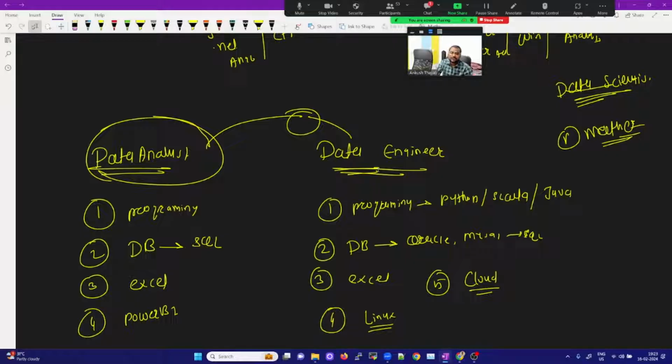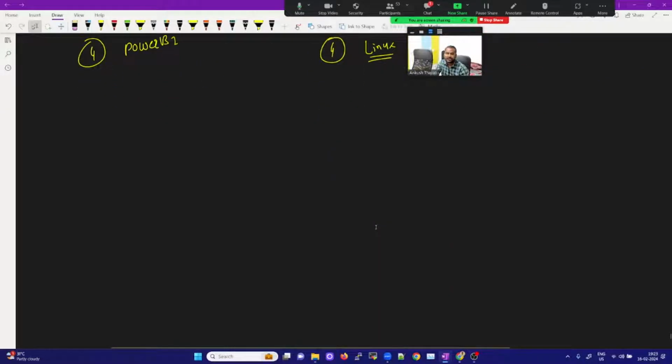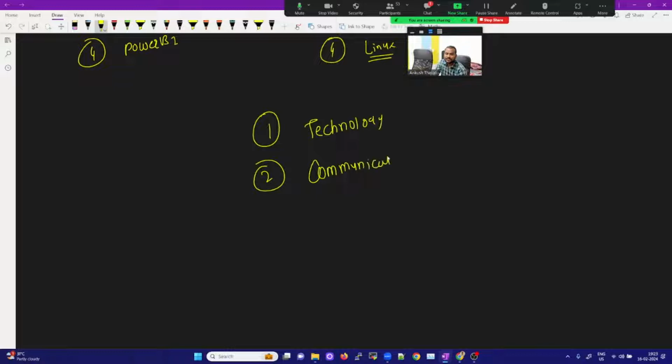The only thing is, you need to concentrate on two things. I'm always saying that. One is that you need to concentrate on technology. Irrespective of any technology, you should be strong. The second thing is, try to improve your communication skills. That is very important. Why does communication play a very important role for a data analyst or data engineer or anyone? Because you will be directly dealing with the customer.